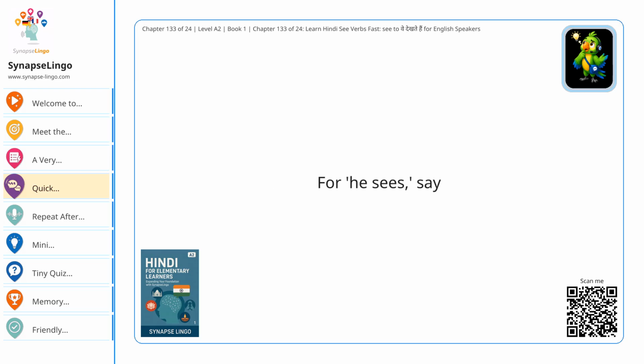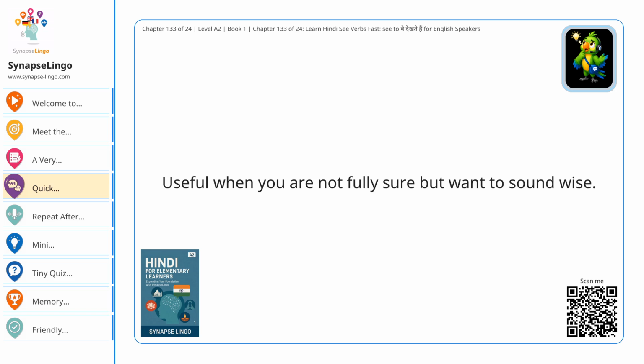For, he sees, say वो देखता है. For, she sees, change it to वो देखती है. For groups, listen for देखते हैं. In हम देखते हैं and वे देखते हैं. For, you all see, just add the group idea, तुम सब देखते हो. And ऐसा लगता है is a little different. It means, it looks, or, it seems. Useful when you are not fully sure but want to sound wise.